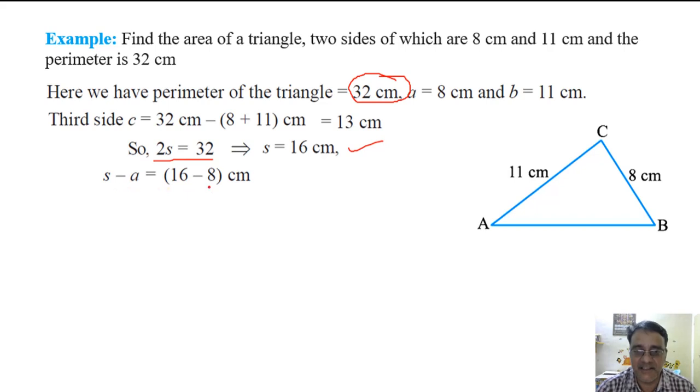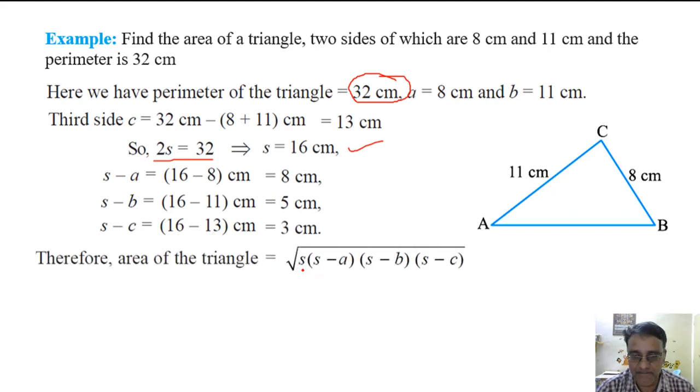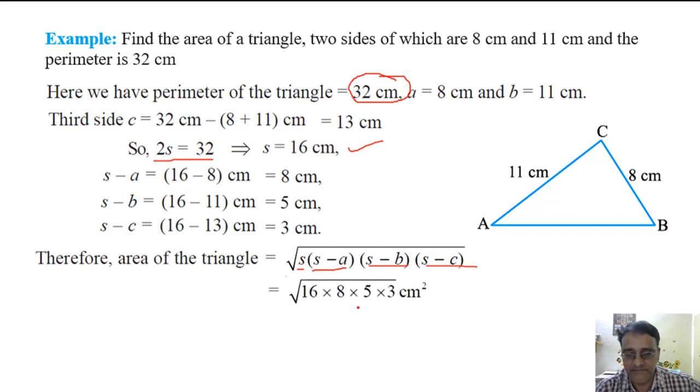S minus A, 16 minus 8, is 8 centimeters. And now S minus B, 16 minus 11, is 5 centimeters. S minus C, 16 minus 13, is 3 centimeters. Right. Now write the formula and substitute all the values. So root over 16 into 8 into 5 into 3.